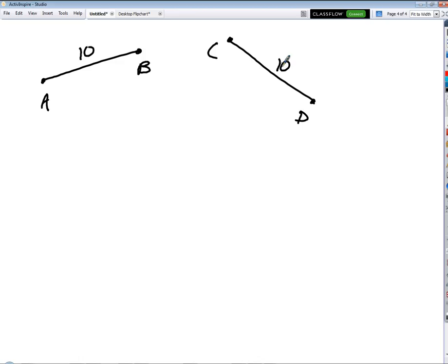I could say that the length of segment AB is what? How is it related to the length of segment CD? Equal. They're equal because they're numbers. Does that make sense? That's a true statement. The length of AB, which is 10, is equal to the length of segment CD, which is also 10. Can you say something else about those?